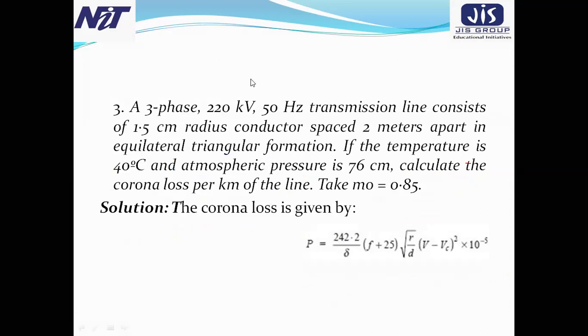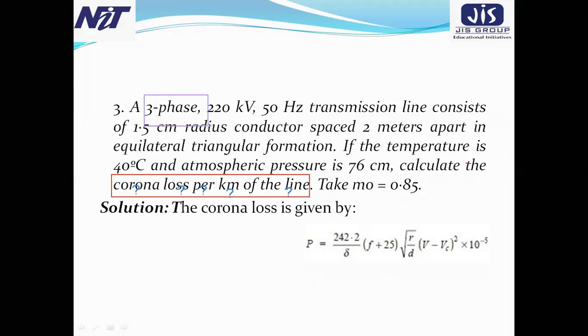First, identify the question: calculate the corona loss. So we have to identify what? The corona loss. Calculate the corona loss per kilometer of the line. This part is the question part. Now find the given values, the values which are going to help us solve this problem.